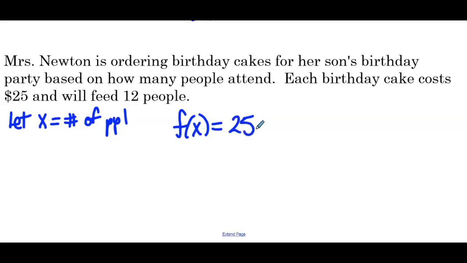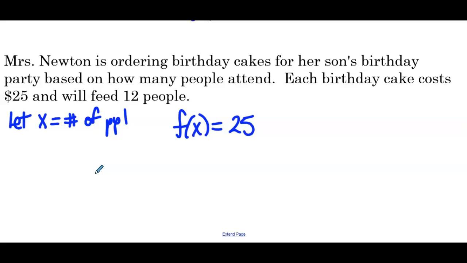Now she's going to spend 25 each. But how do we figure out how many birthday cakes she's going to order? Well, each cake feeds 12 people, and there are x people coming. Okay, so we want to divide x by 12 to get the number of birthday cakes. But what if it doesn't go in perfectly? Like, what if we had 13 people come to the party? Well, 13 divided by 12 is 1 point something. Right, it's not perfect. So in that case, we'd have to buy 2 full birthday cakes. Right? We can't let that 13th person not have cake. So we'd have to round up.